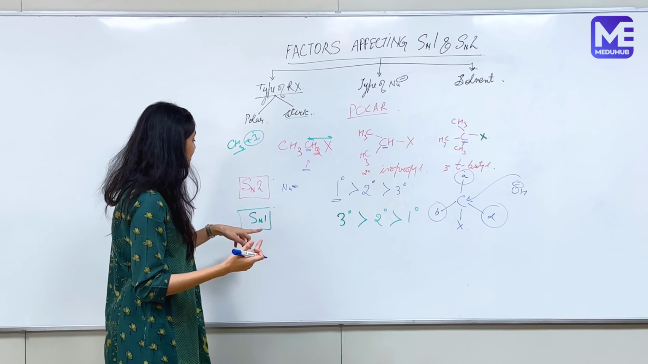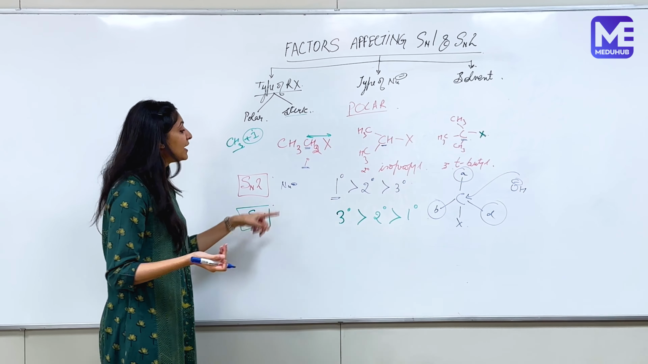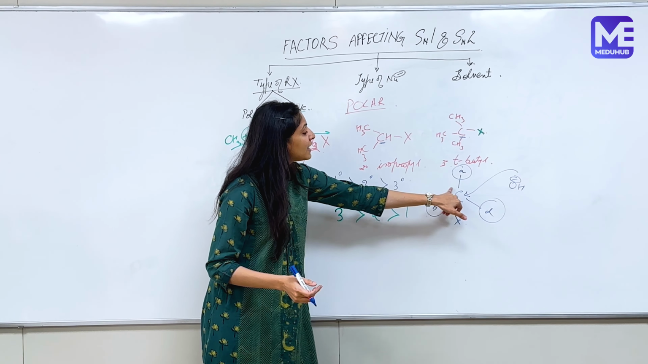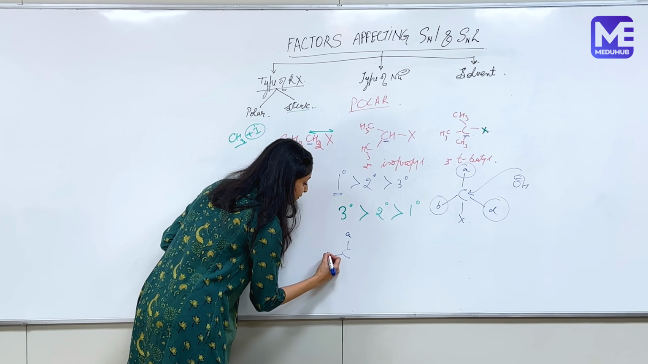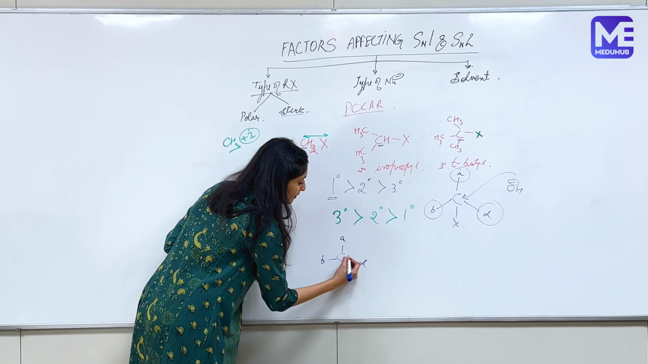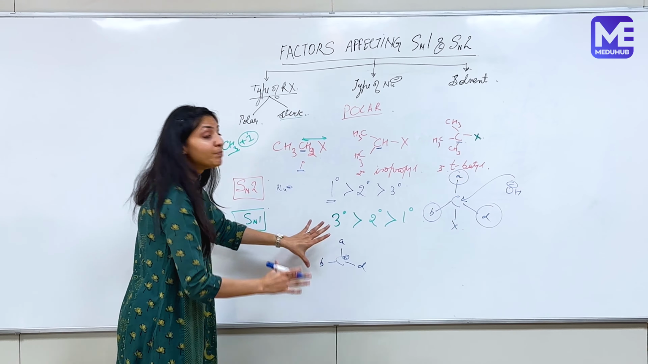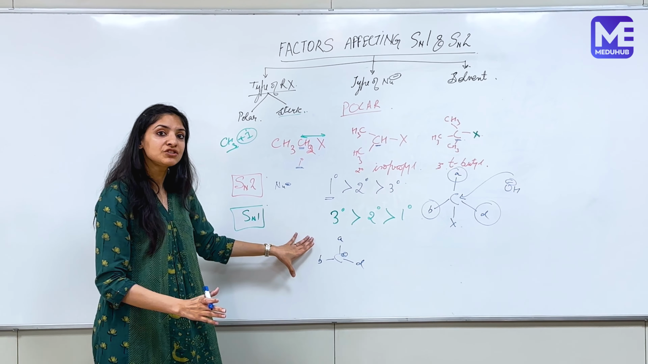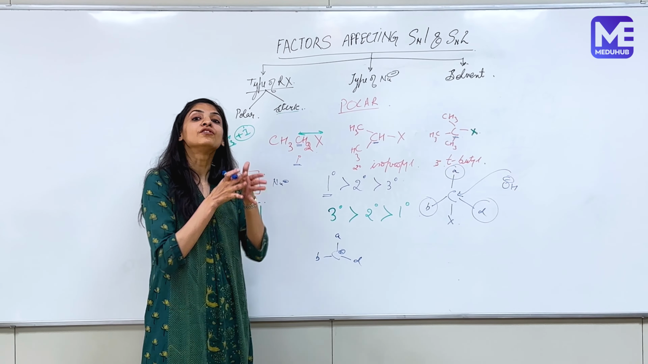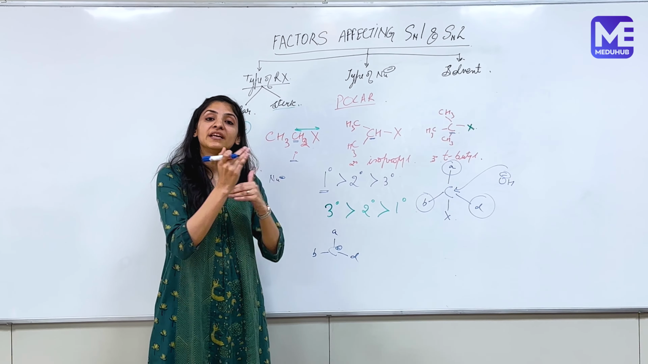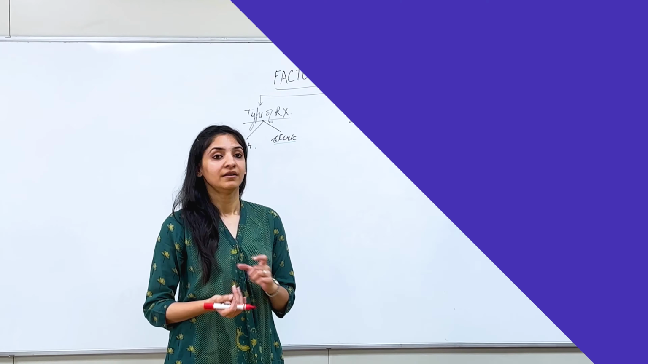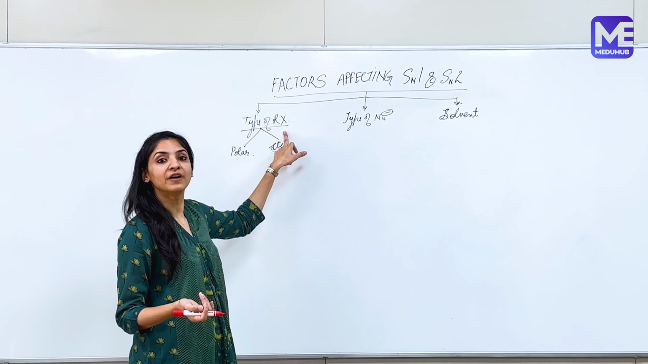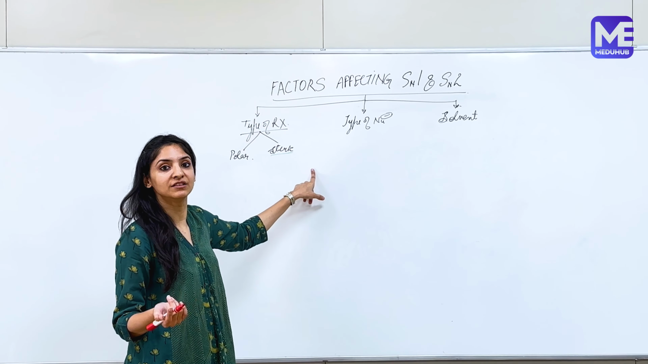But what happens in the case of an Sn1 mechanism? In the Sn1 mechanism, this alkyl halide will assume a trigonal shape when it forms a carbocation. This is a carbocation. So because now it has only 3 groups attached to the carbon, it can somewhat relieve this strain. So steric hindrance does not play that big a role in an Sn1 reaction. So now we know how the structure of Rx affects an Sn1 or an Sn2 reaction.